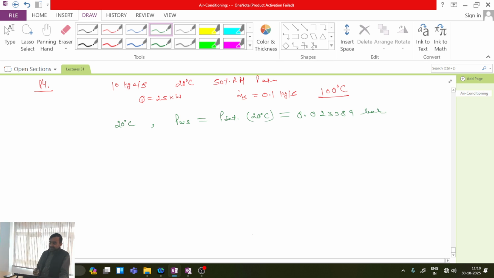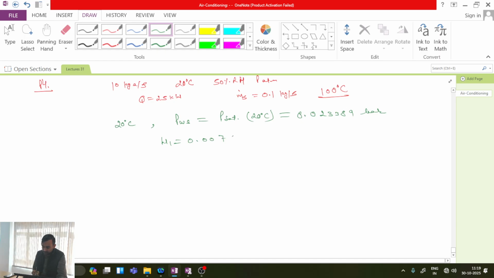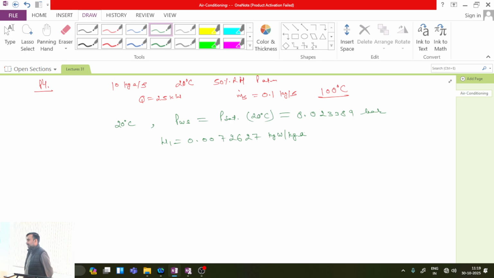What else? Anything else is needed? Not now. From here, if I calculate W1, it comes out to be... quickly calculate and tell me. Whatever value we are calculating, if I use the psychrometric chart, by just locating the state I can immediately obtain this value from the chart itself, because for the inlet state the 3 state points are always given.